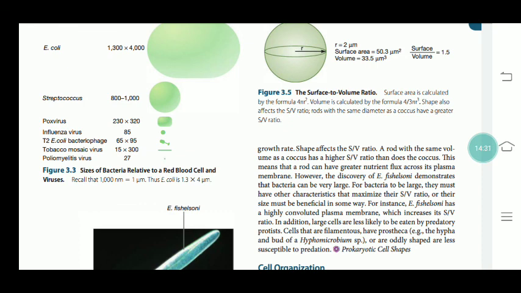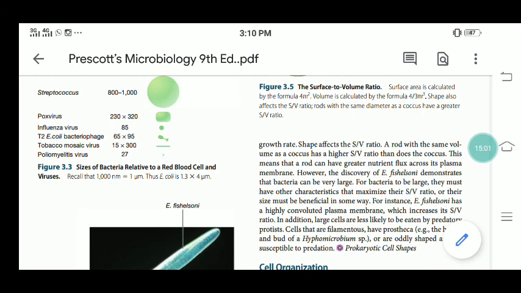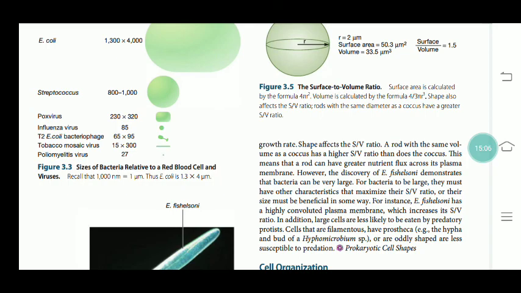However, the discovery of Epulopiscium fishelsoni demonstrates that bacteria can be very large. For bacteria to be large, they must have other characteristics that maximize their surface to volume ratio, or their large size must be beneficial in some way. For instance, E. fishelsoni has a highly convoluted plasma membrane which increases its SV ratio. In addition, large cells are likely to be eaten by predatory protists. Cells that are filamentous, have prosthecae, or are oddly shaped are less susceptible to predation.